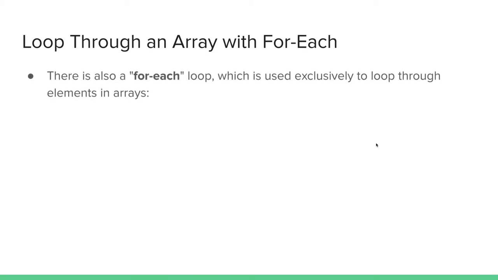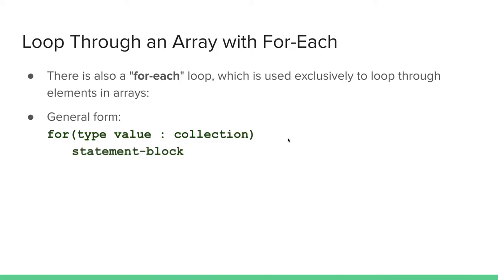Alright, so there is also a for each loop, which is used to exclusively loop through elements in arrays. And the general form goes like this: for type and a value, colon, a collection, which collection here will be an array, and then executing the statement or block of statements.